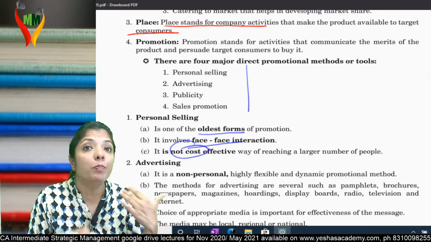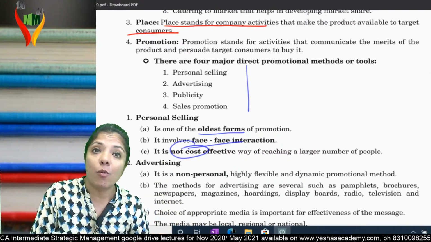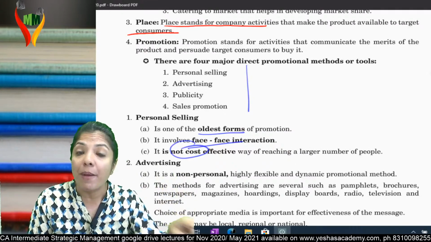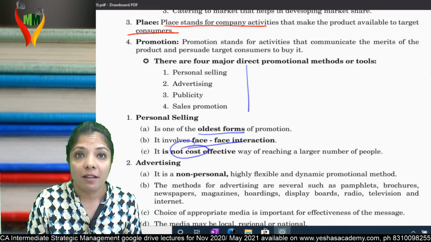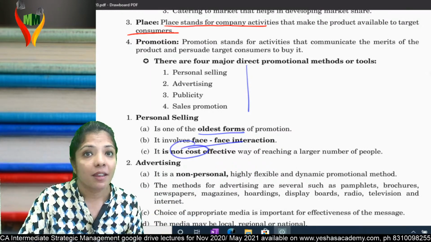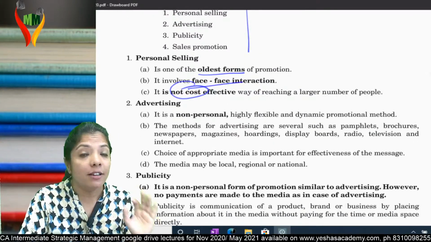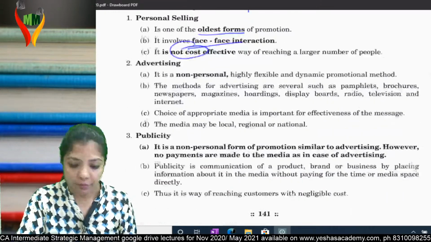But suppose word-of-mouth publicity. Suppose somebody asks you where you want to join for SM, and you say I want to join Meeta Madam or I want to join Yashas Academy. That means Yashas Academy has not paid for this. You are telling them to join. Am I clear? This is publicity, for which Yashas Academy has not paid. Advertisement is paid. Publicity is free of cost. Am I clear?